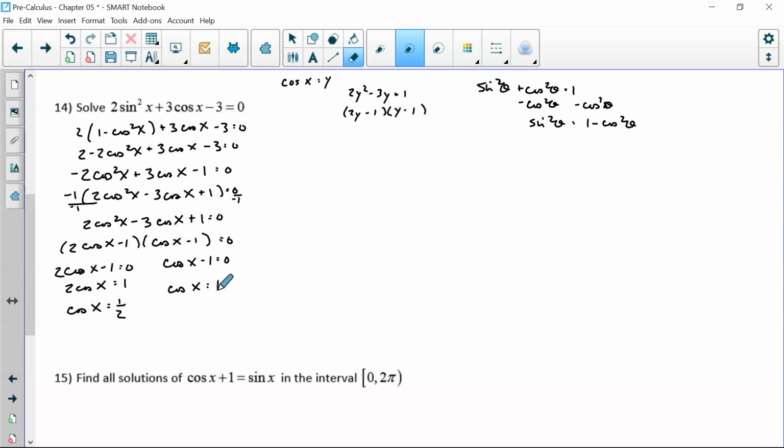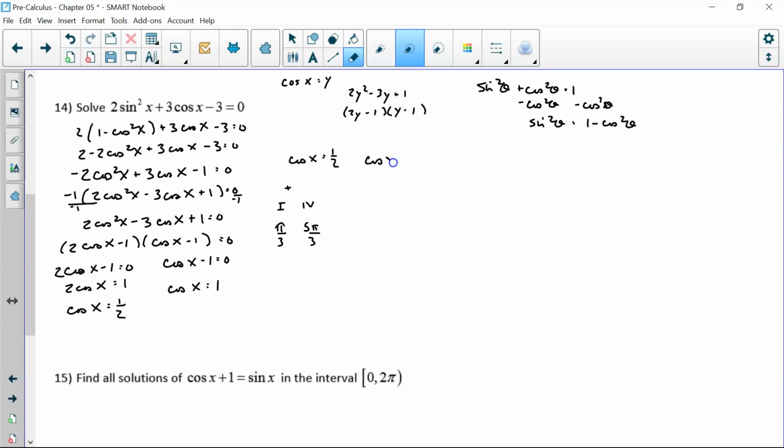All right, now cosine is positive. So I'm just going to use this side over here. Cosine of x equals 1/2. So it's going to be positive for cosine in quadrant 1 and in quadrant 4. So when it's a 1/2 for cosine, it's going to be at pi over 3. So quadrant 1, it's pi over 3. And in quadrant 4, it's 5 pi over 3.